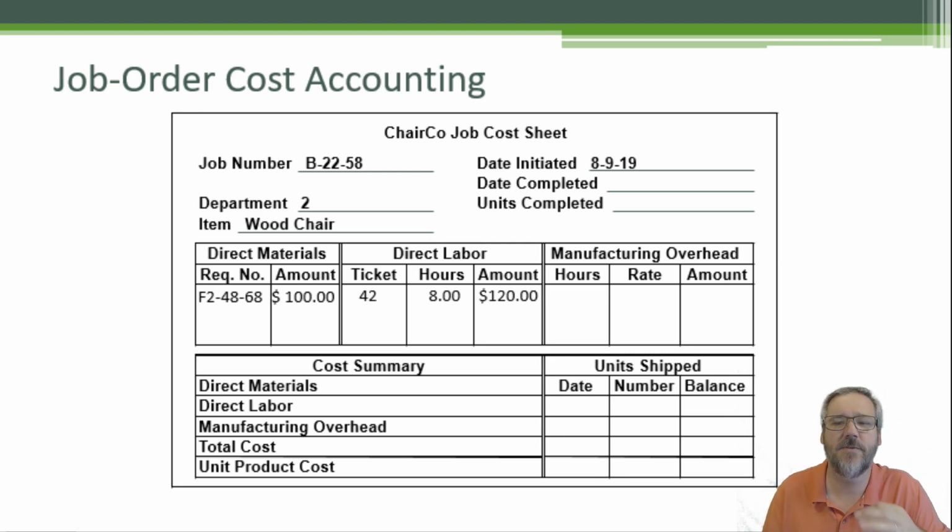My next step, though, is going to be to determine how much manufacturing overhead to apply to these jobs. As we can see, I have a requisition number and an amount, and I can tell you exactly how much wood has gone into this job number B-22-58. I can tell you exactly how much labor has gone into this job. I can look at ticket number 42. I can tell you who worked the job, how long he worked for, and the amount that needs to be charged to this job. Again, these 4 wooden chairs. My next step, though, is to determine manufacturing overhead: how much cost worth of overhead needs to be applied to this job.